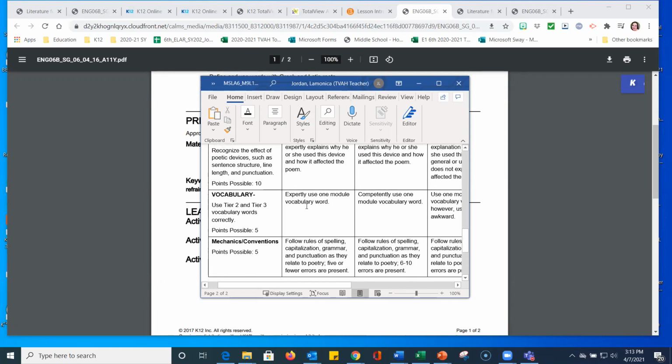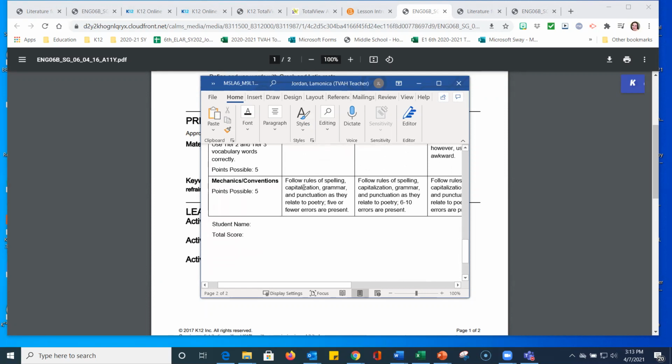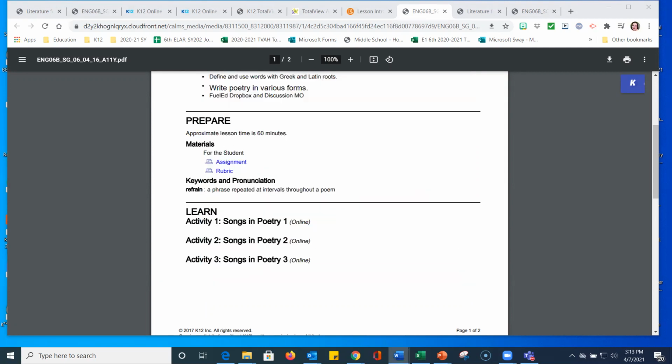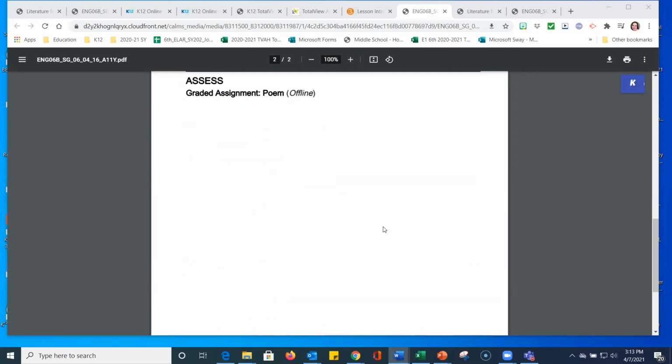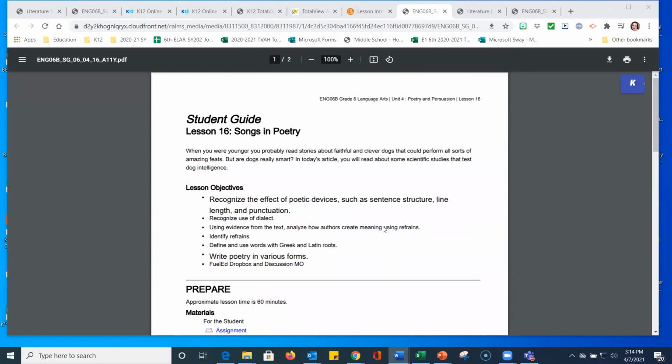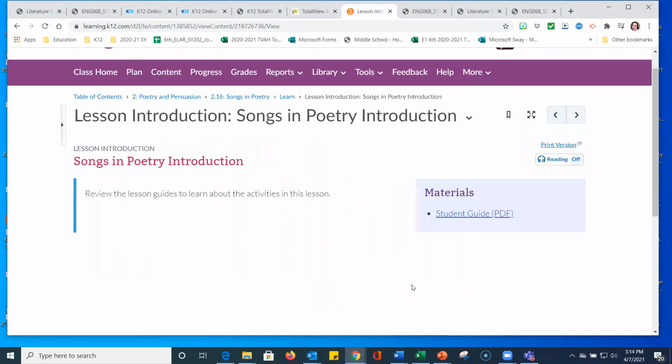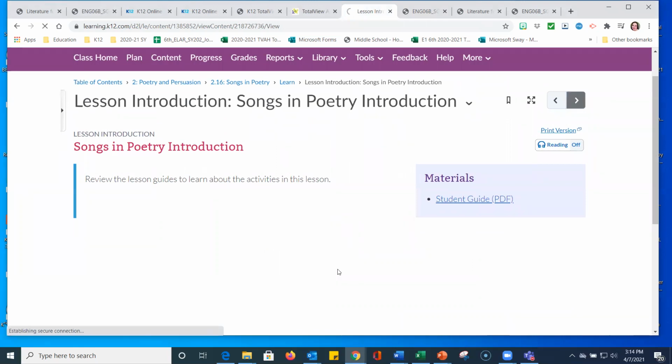Expertly use 1 module vocabulary word, and you follow rules of spelling, capitalization, grammar, and punctuation as they relate to poetry. 5 or fewer errors are present. Okay, that is the rubric. I'm going to move it over to the side as well. All right, and now we're going to click back on this tab and go to Module 1.